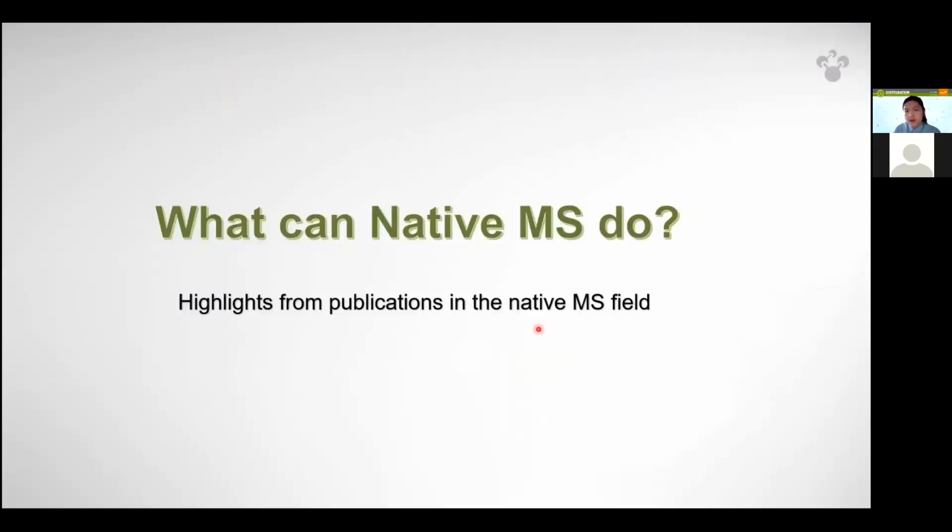So that was, in a nutshell, what native mass spectrometry is. Next, I'm going to show the highlights from some publications in the native mass spectrometry field, to show what native mass spectrometry can do to help us understand protein structure and function.